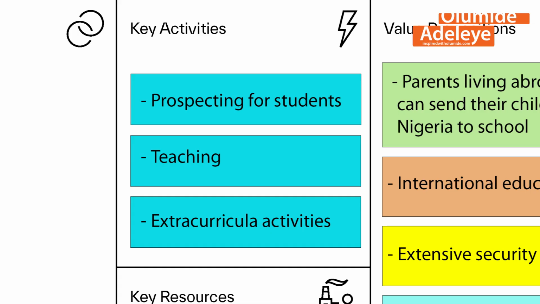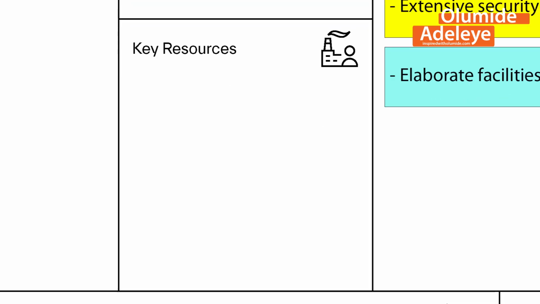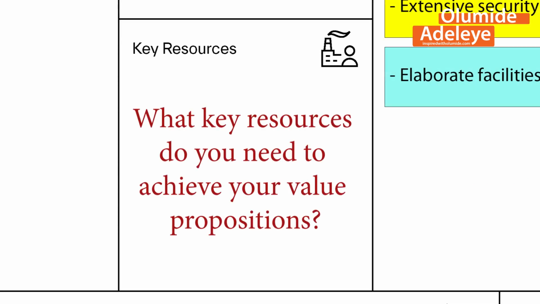Another building block is the key resources. So what are the key resources? The key resources are the assets, the capabilities, the infrastructure that are required to deliver the value proposition, to reach the customers, to maintain the business. So all of the things that are needed would fall under the key resources.